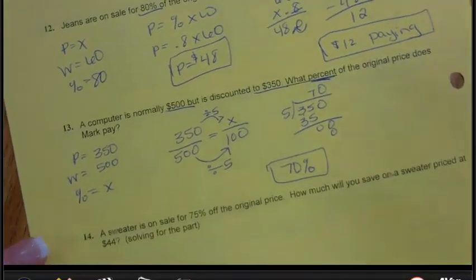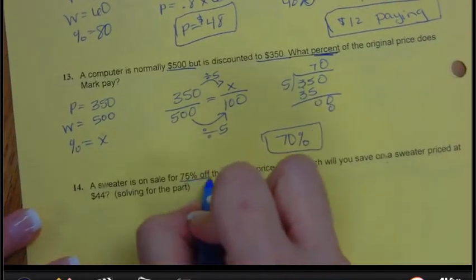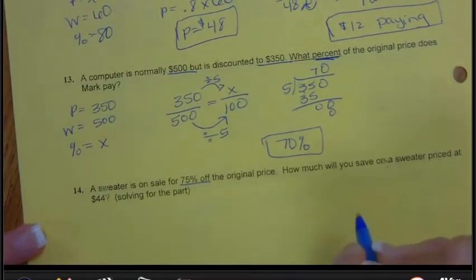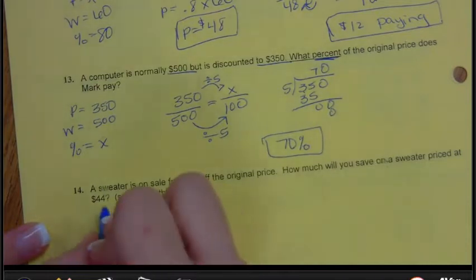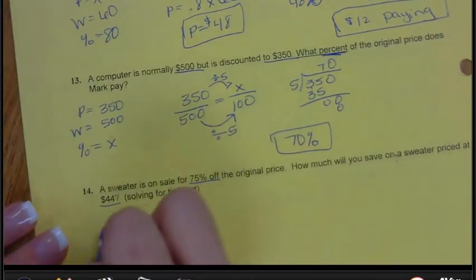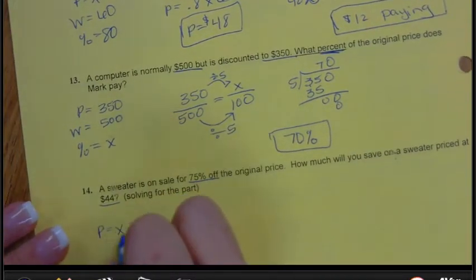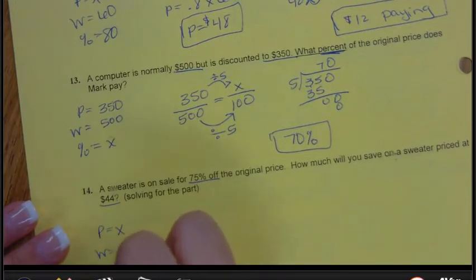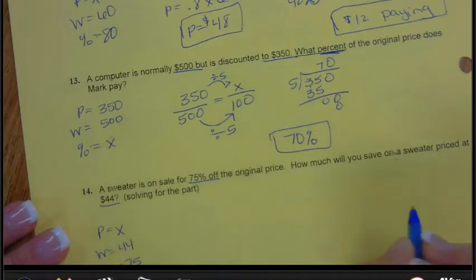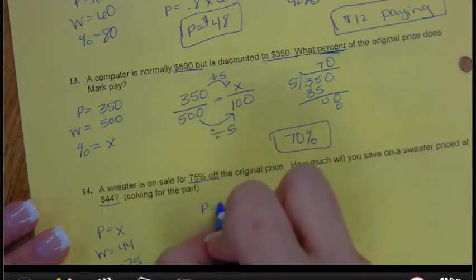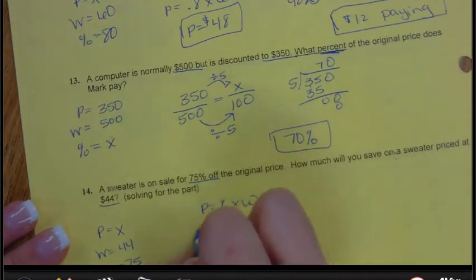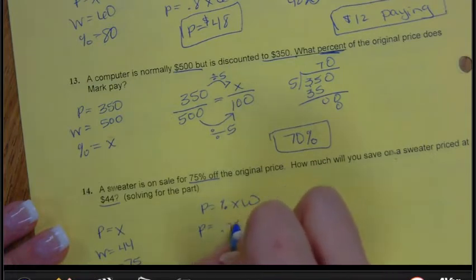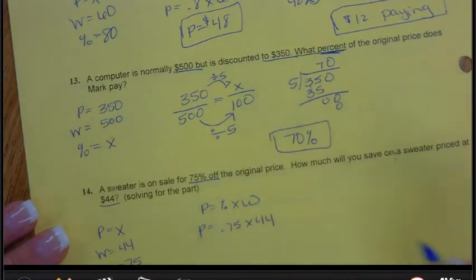All right. A sweater is on sale for 75% off the original price. How much will you save on a sweater priced at $44? Solving for the part. All right, so part is unknown, whole is 44, and percent is 75. How much will you save? Yep. Part equals percent times the whole. Part is equal to 0.75 times 44.